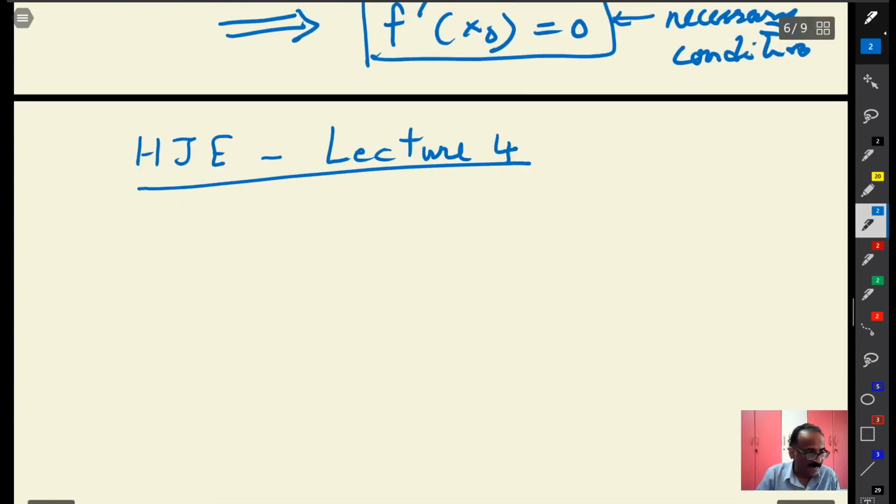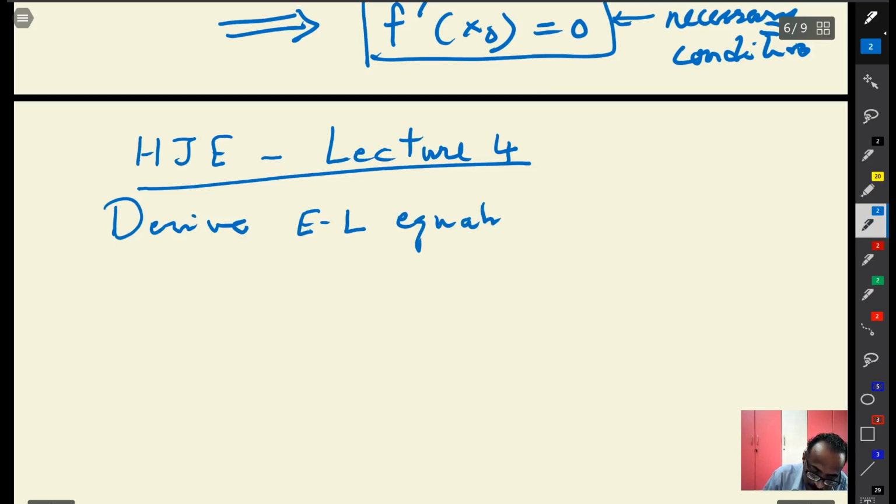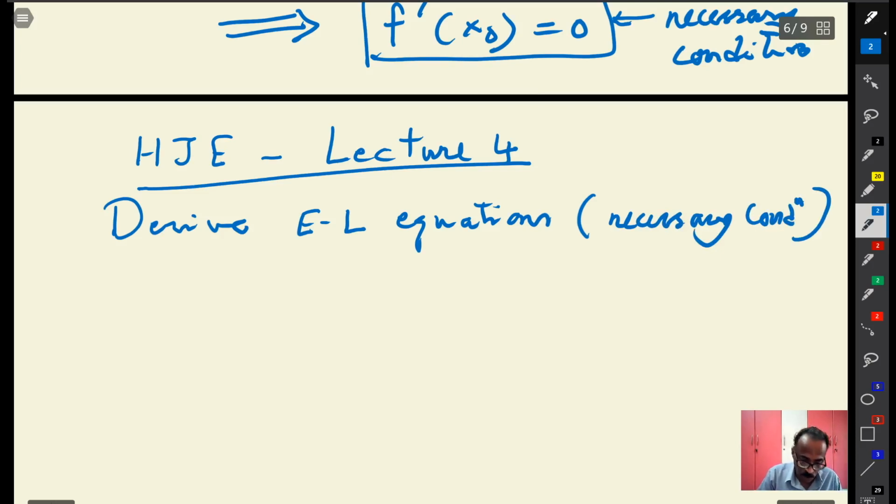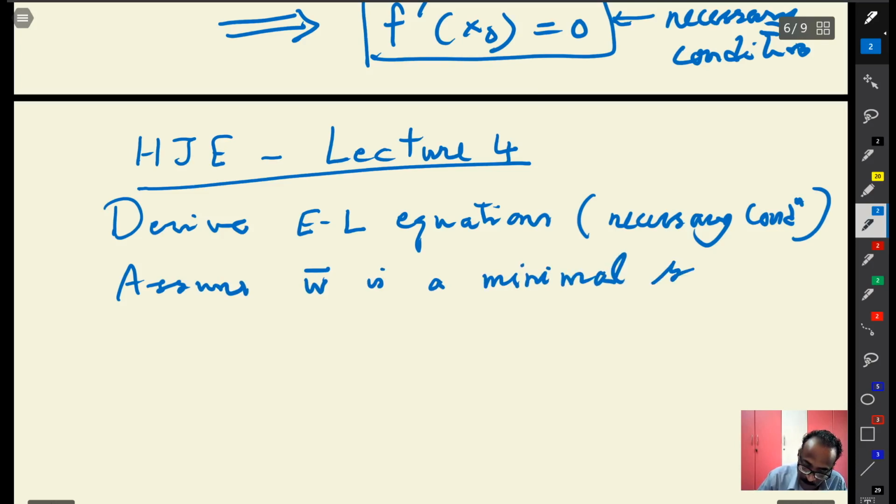Okay, so we start with the same thing here. We want to derive the Euler-Lagrange equations. That's what we are going to do today. As I said, these are some necessary conditions. So you assume w bar is a minimal solution, minimizing the functional given above.